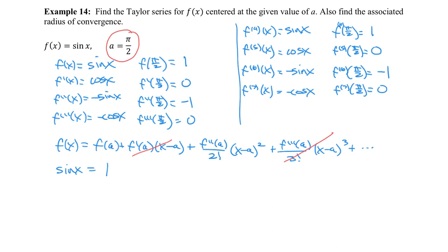So we'll have negative 1 times x minus a squared over 2 factorial. So it's basically minus x minus pi over 2 squared over 2 factorial. And then f triple prime of pi over 2 is going to be 0. But then the fourth one is a 1 again. So it'll be plus 1 times x minus pi over 2 to the 4th power over 4 factorial, right? Then again, the 5th derivative will be 0. Then the 6th derivative is a negative 1. So the next one that would come up here would be minus x minus pi over 2 to the 6th power over 6 factorial plus.